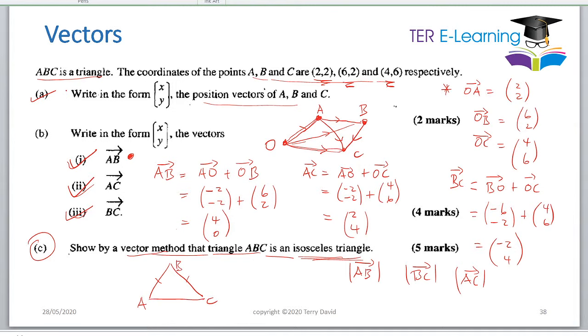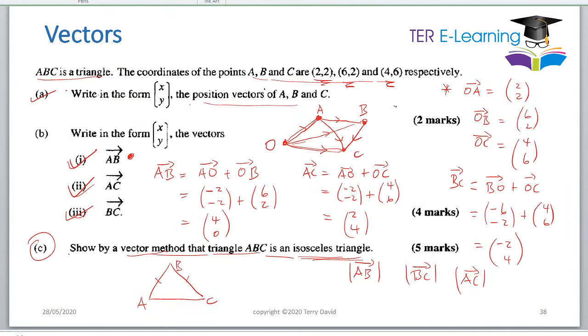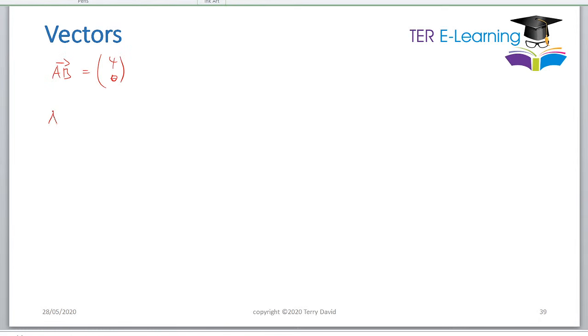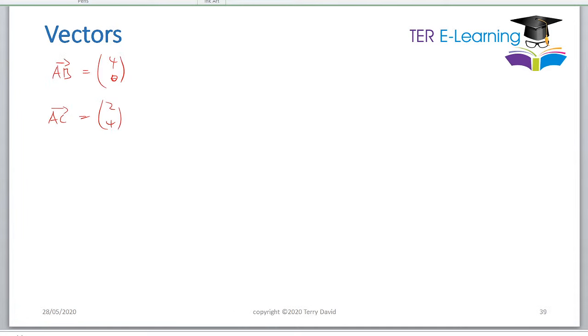So AB was 4, 0. AC is 2, 4. And the last one is BC, which is minus 2, 4.